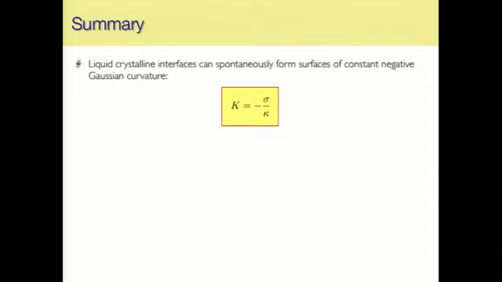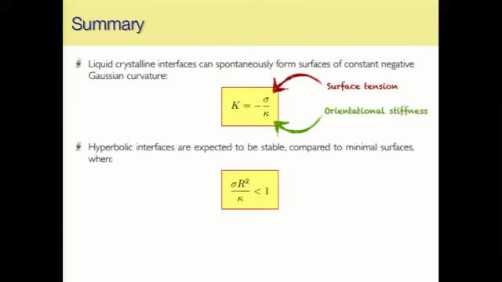It's possible liquid crystalline interfaces can form surfaces of constant negative Gaussian curvature. The Gaussian curvature is going to be given by this term, where sigma is the surface tension and kappa is the orientational stiffness. These hyperbolic interfaces are expected to be stable when the ratio of these two quantities, which represents the energy cost associated with surface tension and orientational elasticity, is smaller than 1, roughly.